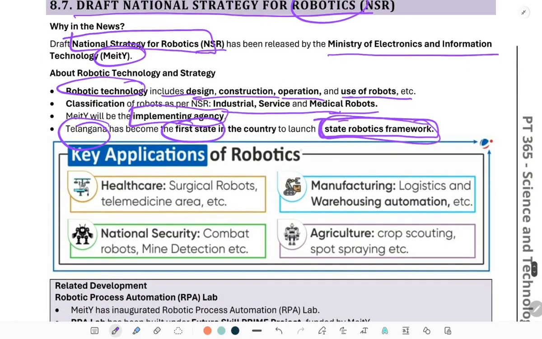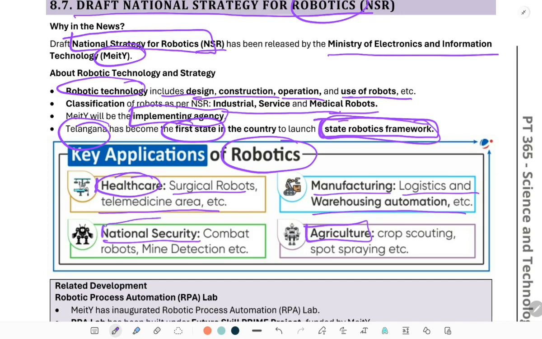We'll see applications of robotics. Healthcare, surgical robotics, telemedicine areas, and it is used in national security. It is also used in manufacturing, logistics and warehousing automation. It is also used in agriculture. So, it's used in healthcare, national security, manufacturing, agriculture.